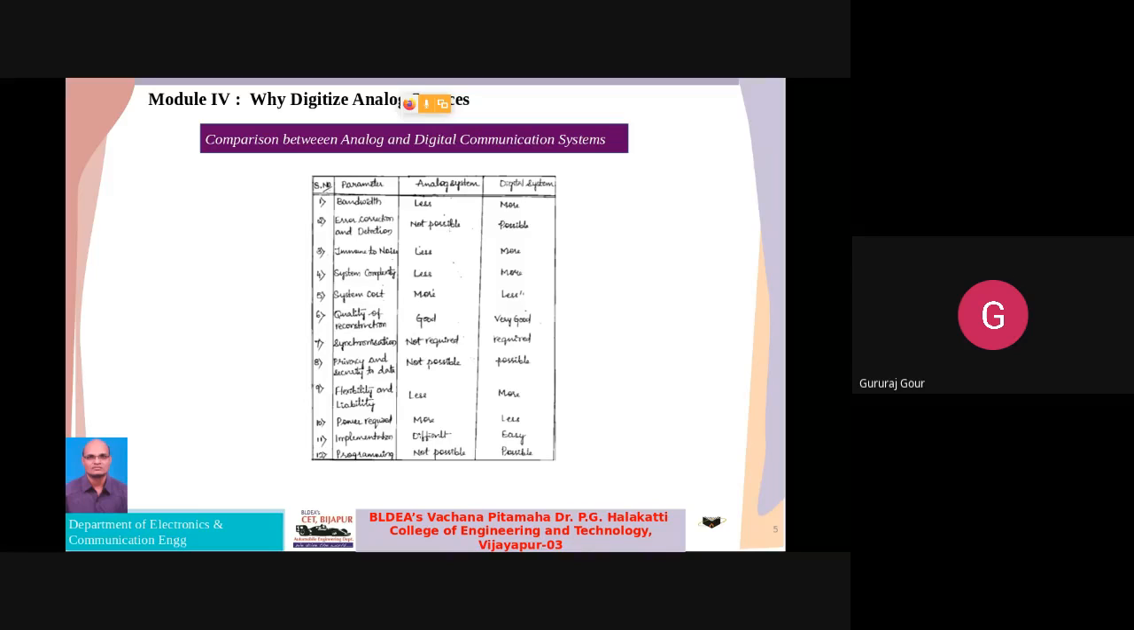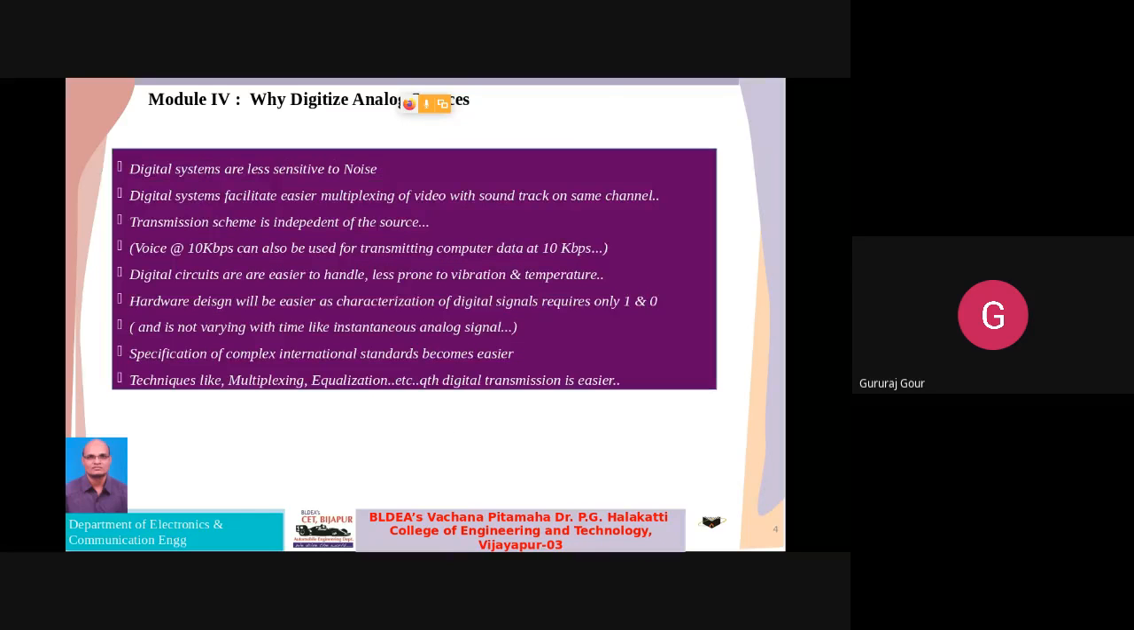Either of the questions, if you get a comparison between analog and digital communication systems, or you get a question like why digitizing the analog sources, you have to keep these points in mind and discuss in your own words. So don't put the table at any cost. Next one, we can start with the sampling process here.